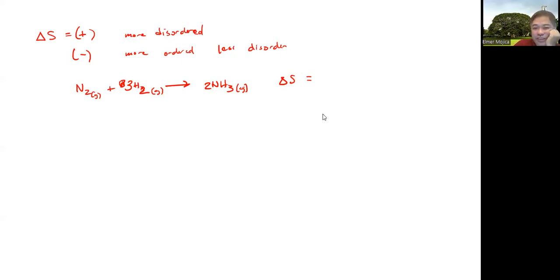So the way that you're going to look at it is look at the system. Did it become more ordered or more disordered? Don't just say right away positive. Don't just say right away negative. You have to analyze. Now, all of them are gas, right? But which one is more? So you have 4 here compared to 2. So which is more ordered, 4 or 2? Which is more disordered, 4 or 2? That's how you analyze if you have a system that becomes more ordered or more disordered. So which do you think is more ordered, 4 or 2?